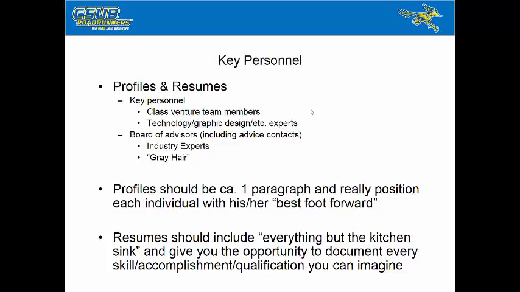And your resume, unlike resumes for job searches, should have everything but the kitchen sink in it. If you want to have a full 2 pages describing every accomplishment you've ever had in each job, do it. The resumes that you attach to a business plan are like an appendix, and the more you can document all of the qualifications, all the skills, all of the features and benefits you have as an individual member of the team, the better. So you're going to have one short paragraph really putting the best foot forward for each team member, and then you're going to have a very long resume that's included as an appendix to that.